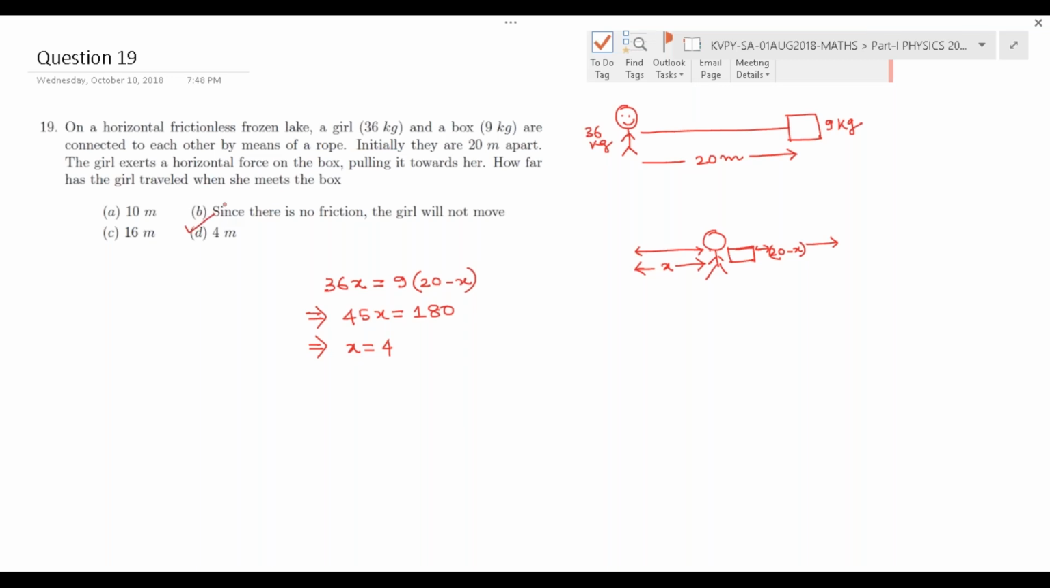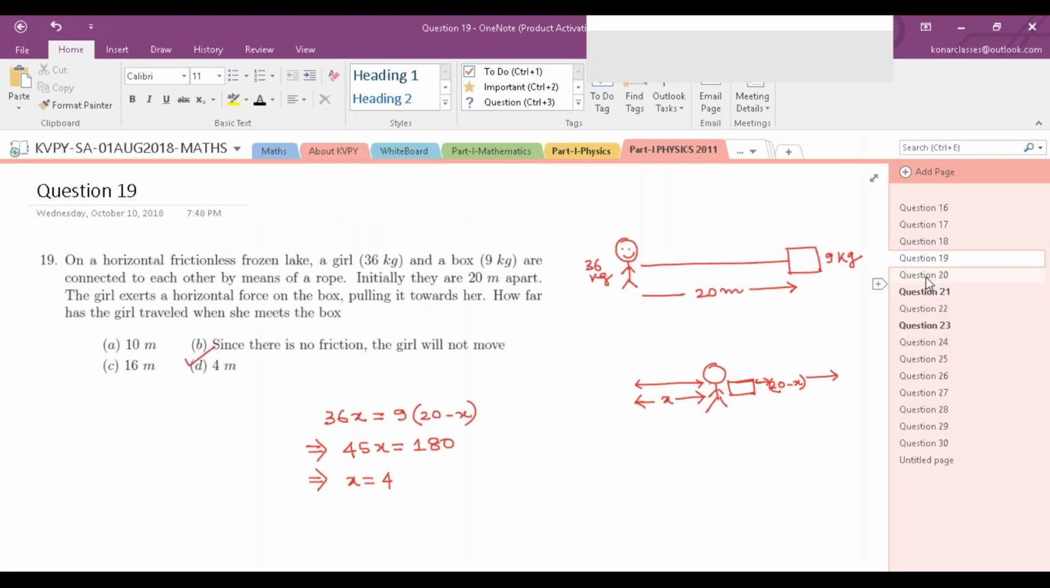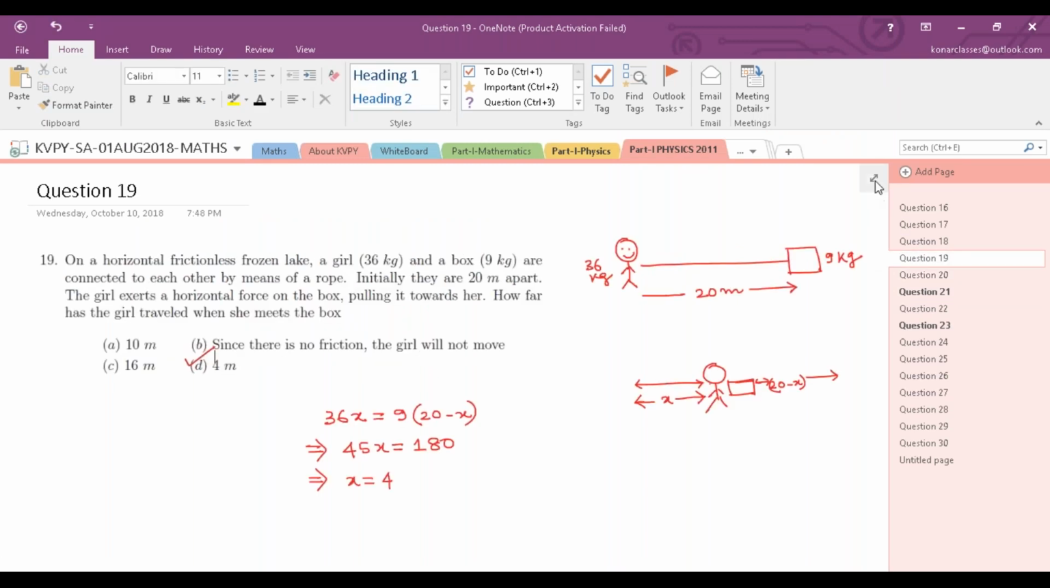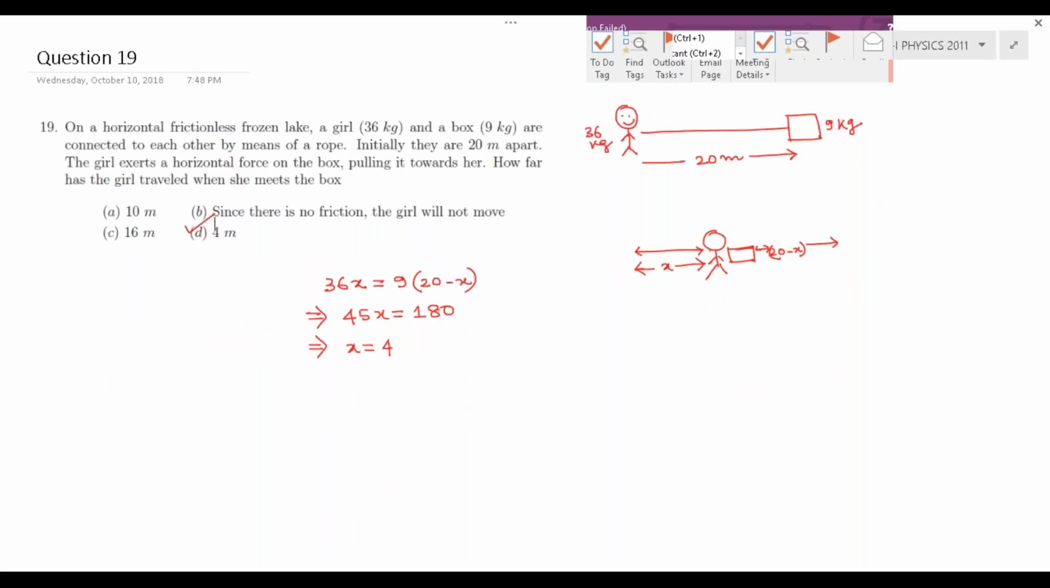I hope this is a very straightforward question from the center of mass. What is the center of mass? Great question. So your question is, what is center of mass? Yeah.